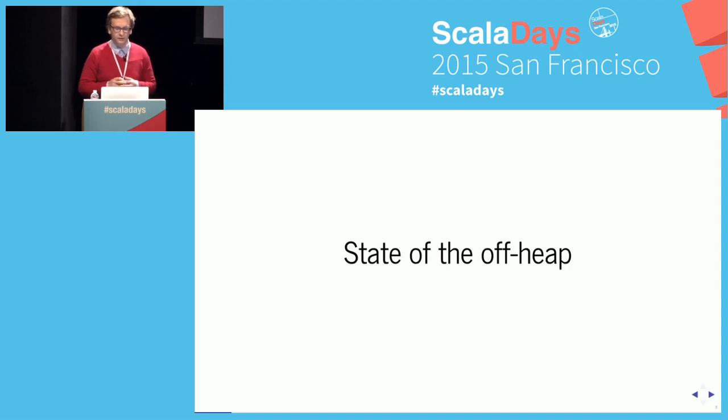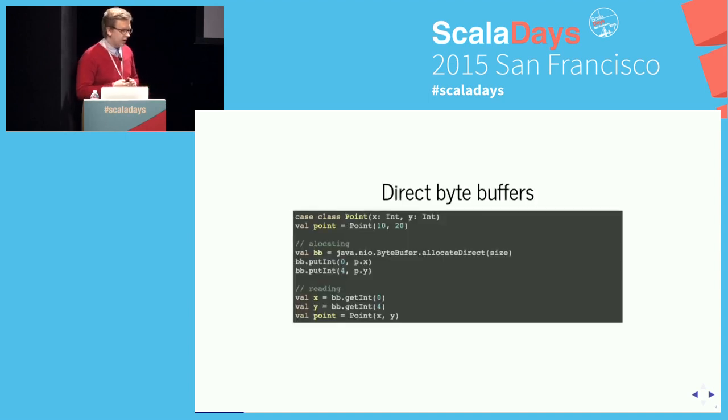So let's shortly overview the state of off-heap as it is now on the JVM and in particular in Scala. The first and sort of blessed way to do off-heap memory is byte buffers. Byte buffers were introduced as a part of Java NIO, a new package, and they're intended to be a temporary place where you put stuff before you send it off to disk or send it off to the network. So it was really meant with I/O in mind.